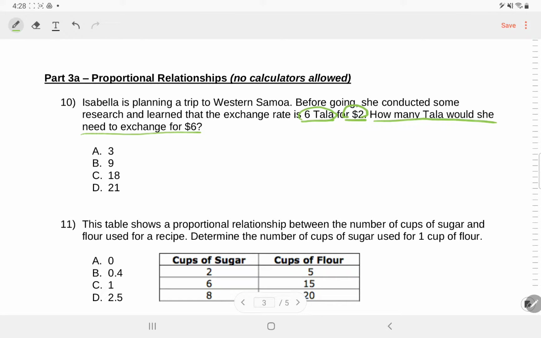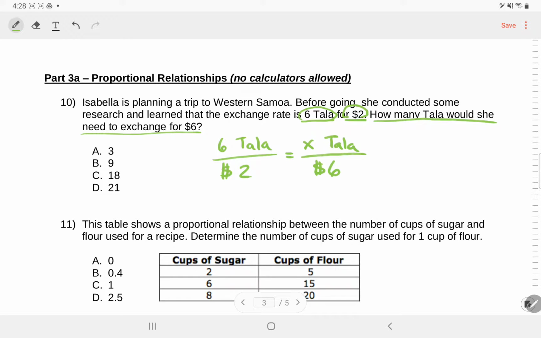So whenever we have a word problem involving proportional relationships, we can set up proportions to solve this problem. We can also use tables, graphs, and equations to solve this as well. But in this problem, I'm just going to do it by setting up proportions. So 6 tala for $2. Remember, whenever we're doing problems like this and setting up proportions, we want to make sure our units are corresponding to each other. They match with each other. So how many tala, we don't know how many tala, would she need to exchange for $6? Notice how the dollars are the denominator and tala is in the numerator.